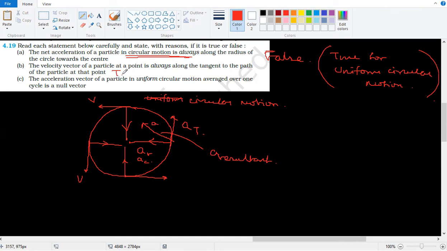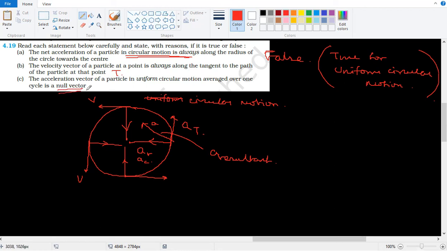The acceleration vector of a particle in uniform circular motion averaged over one cycle is a null vector. Anybody can explain what this means? Average over one cycle. What does that mean? You have to add all the values, right? That's what is your average. So null vector is basically when there is no direction and the magnitude is equal to 0. So null vector means it will become 0. Magnitude will become 0. That's the meaning of null vector.